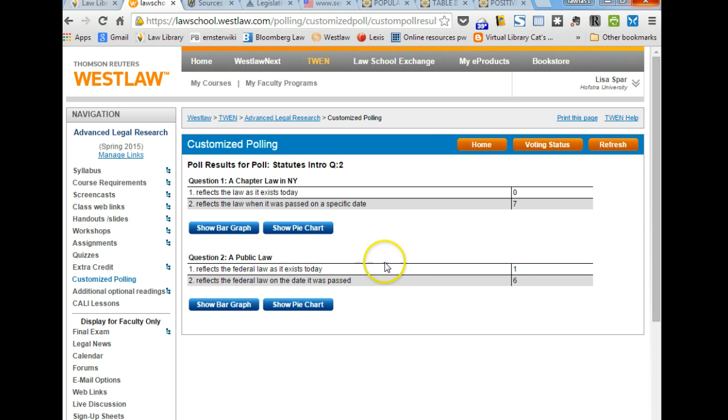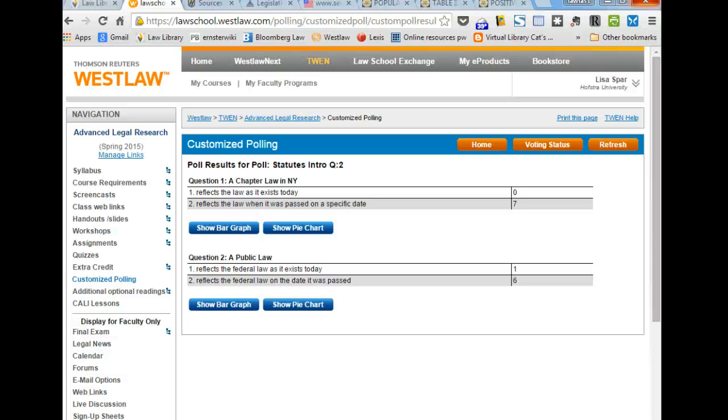Okay, so question 2: a public law reflects the law as it exists today, or reflects the law as of the date it was passed. Although typically a poll is majority vote, these really do have right and wrong answers, but in this case the majority did actually vote for the right answer. I'm not going to single anybody out. Someone was a little bit confused.